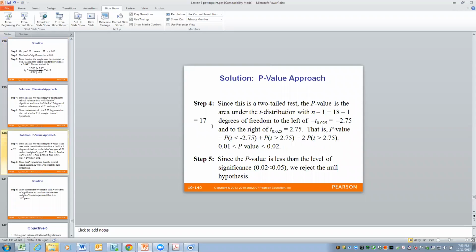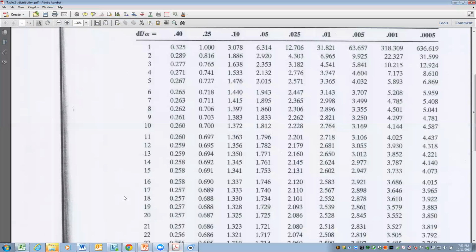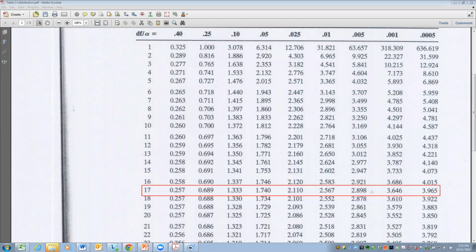For the p-value approach, we would go to see where we came up with 2.75 in that table. So I'm going to go to the 17 row. I'm going to try to find where 2.75 would lie, and notice that's in between 2.567 and 2.898. So I know one tail has a probability of between 0.005 and 0.01.